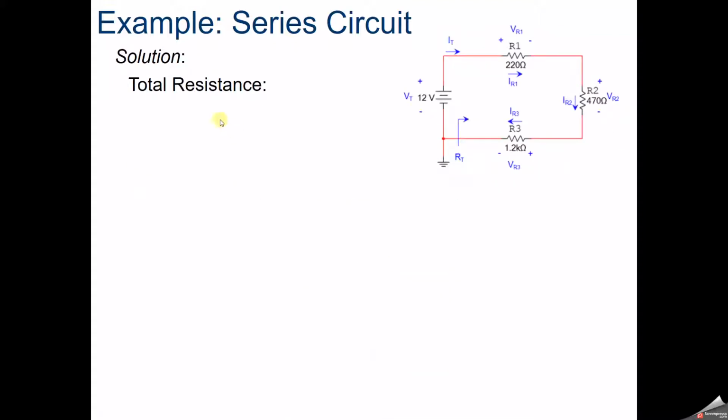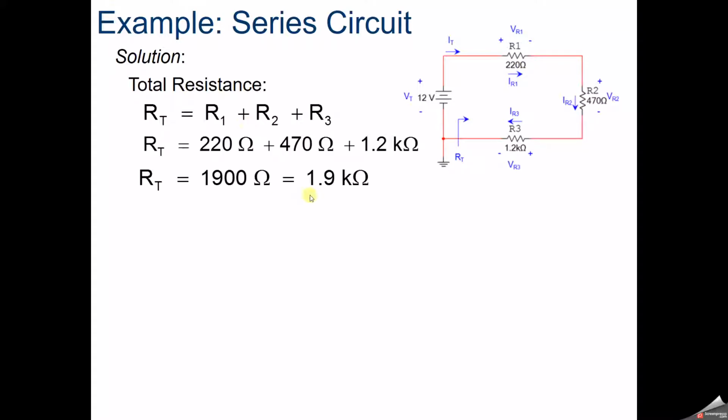So we've got a series circuit, so we're going to calculate the resistance first because we have those three together. We take the sum of all of those, add them together, and we get 1.9 kilo ohms, or 1900 ohms.